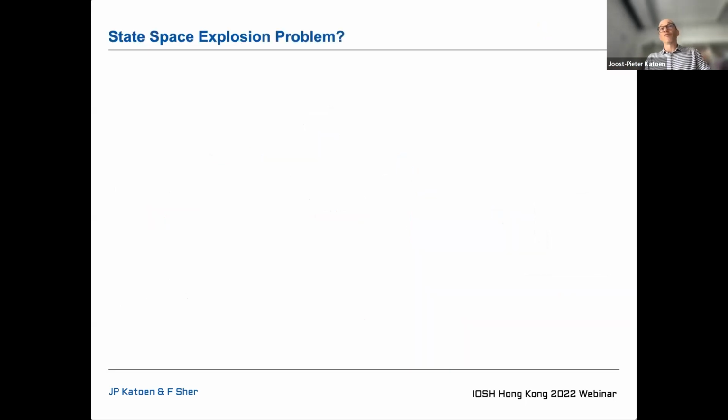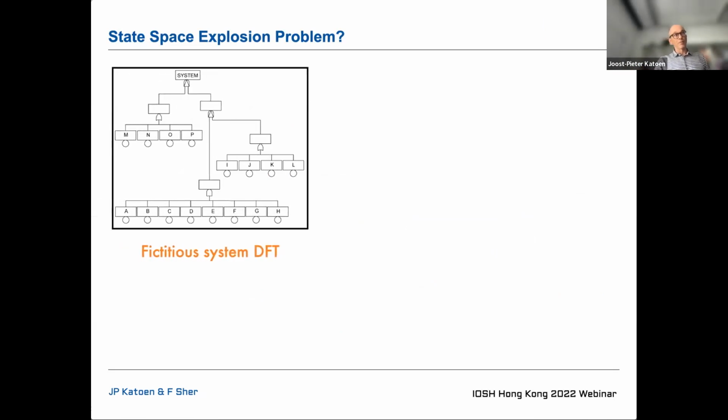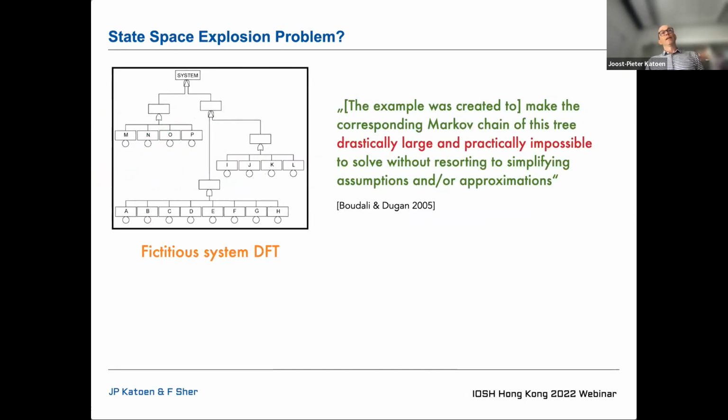Now, you may ask yourself, these Markov chains generated from a fault tree can be huge, so this will not work for large DFTs. We're going to see that this is not exactly true. I'll show you this by means of a hypothetical DFT proposed by Dugan about 10 years after she introduced DFTs, where she literally said this example was created to make the Markov chain drastically large and practically impossible to solve without resorting to simplifying assumptions and/or approximations.